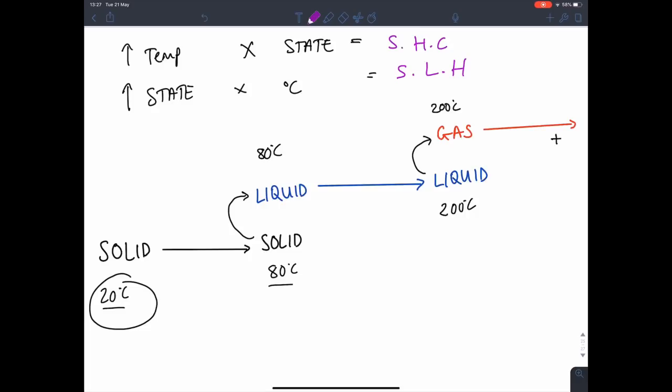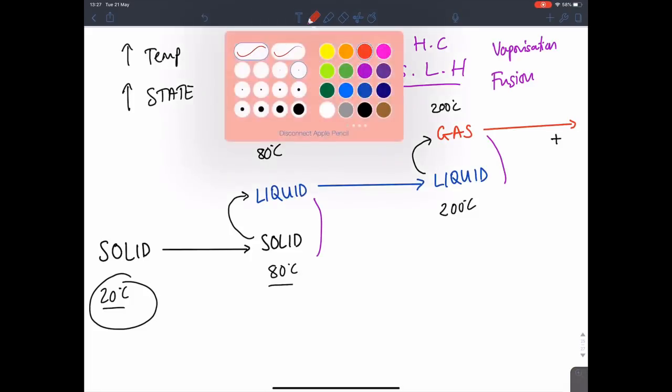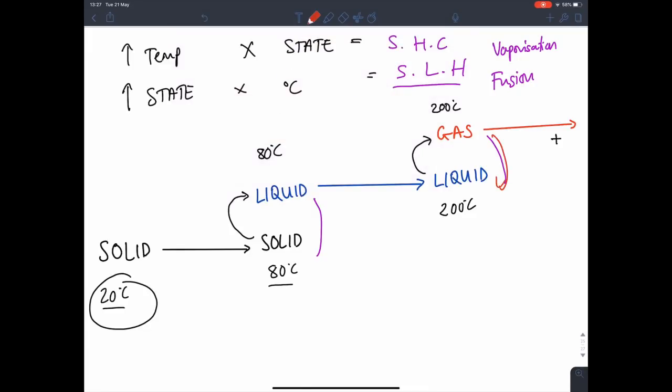Now, with specific latent heat, we can have two different types. We can have specific latent heat of vaporization, and also specific latent heat of fusion. Vaporization is when you're going from solid to liquid, from liquid to gas. Fusion is when you're going from gas to liquid and liquid to solid. So those are the two types of specific latent heat.